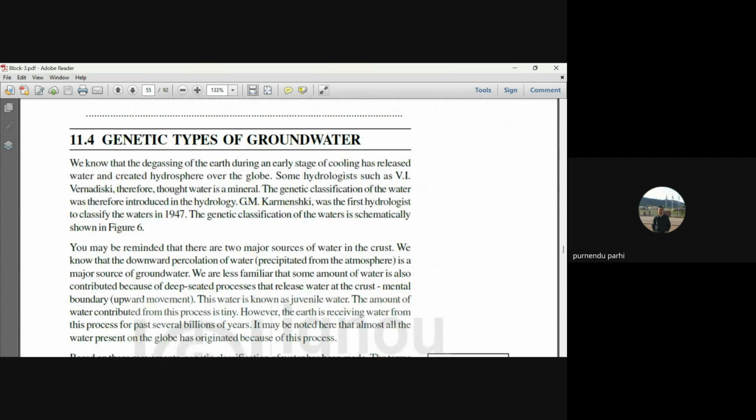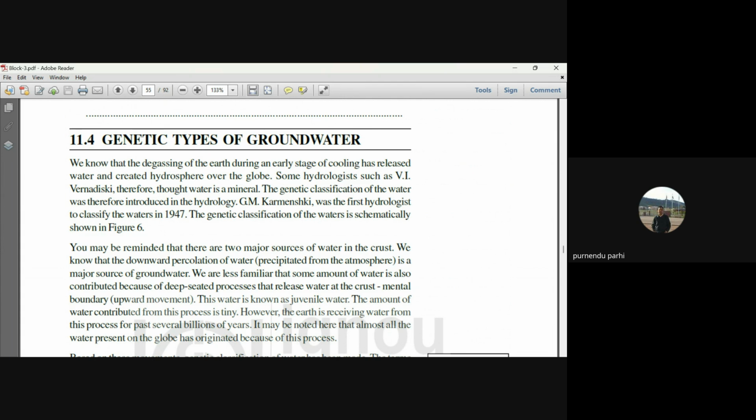Genetic type of groundwater. We know that the degassing of the earth during the early stage of cooling has released water and created a hydrosphere over the globe. Some hydrologists such as V.I. Vernadsky therefore thought water is a mineral. The genetic classification of the water was therefore introduced in hydrology.